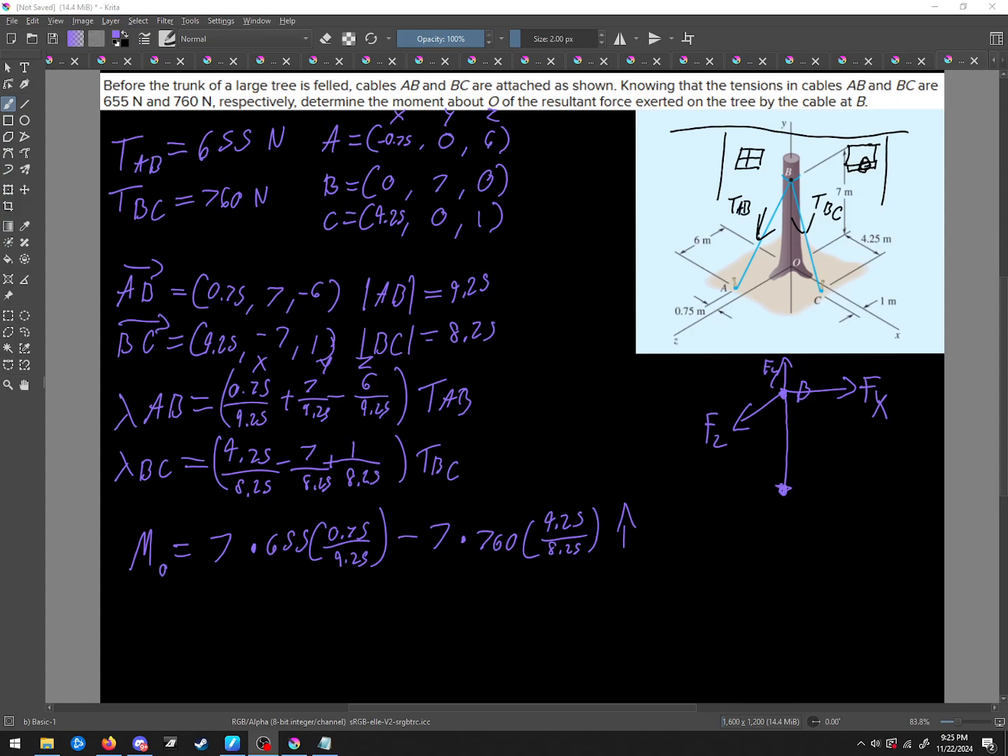Just as I suspected, they call it cable TAB and cable TBC, but this should be cable BA, because we called it something completely different for no good reason. Or this one should be CB. Either way, they have to be kept the same. And this problem didn't do it that way, and then was shocked when it wasn't right. They call it AB and BC, man. Why can't it be AB and BC?